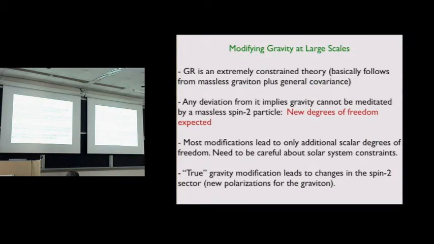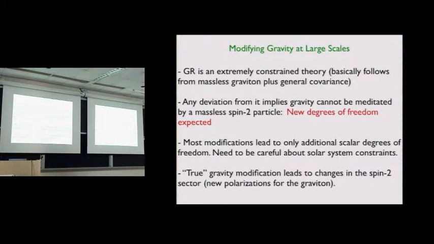So first, a few general comments about modifying gravity at large scales. General relativity is an extremely constrained theory. It basically follows from having a massless graviton plus general covariance. So any modification from it, from fundamental theory, implies that gravity cannot be mediated by a massless spin-2 particle. So new degrees of freedom are expected. So that means that just taking the Poisson equation with just the potential and modifying it phenomenologically is not really a good path to take. So really you expect to have new degrees of freedom showing up. I'm going to discuss a particular example where that's the case, and everything can be calculated.